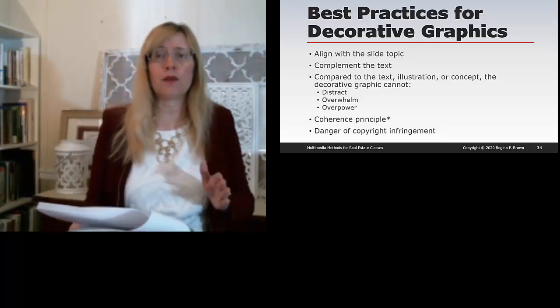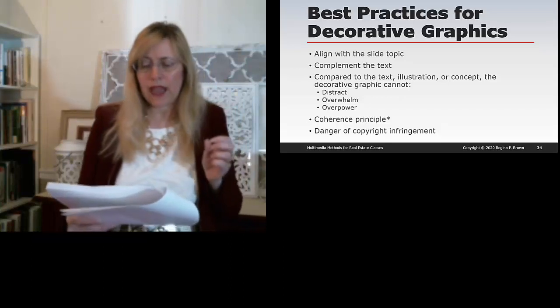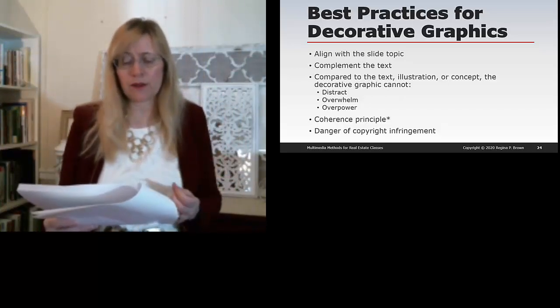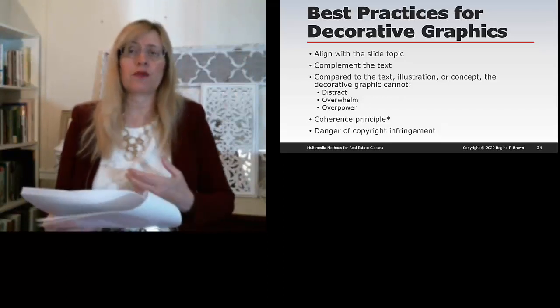This follows the coherence principle. Adding too much material can hurt the learning, especially when it's irrelevant to the topic or it does not contribute to the lesson.